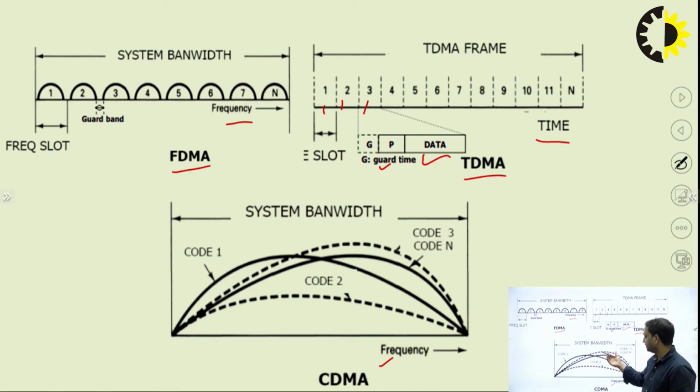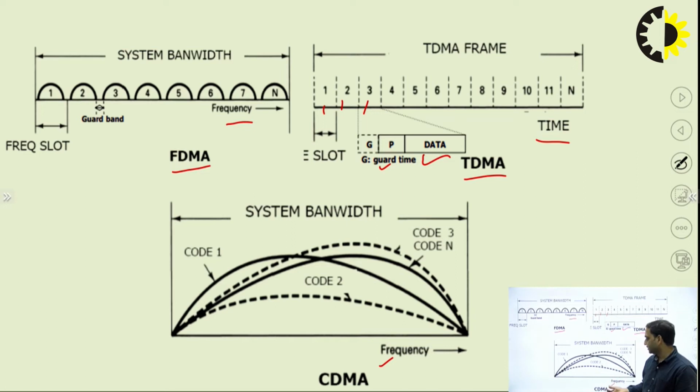In CDMA, each code will be multiplied with the data bits, and the spreading of the signal bandwidth will occur. This is one of the properties used in the CDMA system, and spreading the signal bandwidth is used to avoid interception by intruders or third parties who want to access the data. That is why there are different techniques, like frequency hopping or time hopping. These techniques are used to avoid some of the issues which occur in the direct sequence spread spectrum technique. So these all are used in the CDMA system.